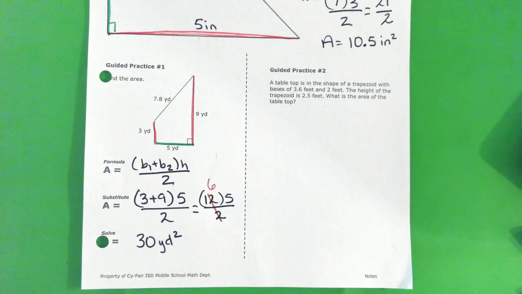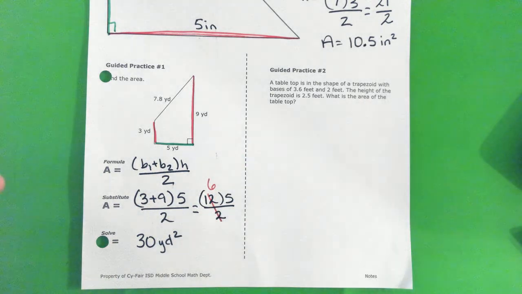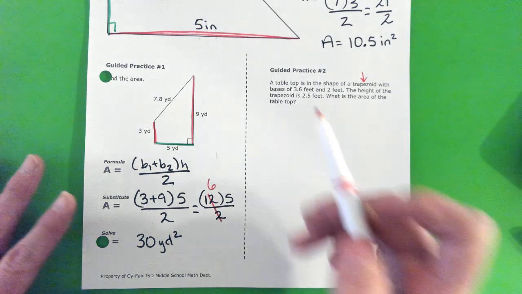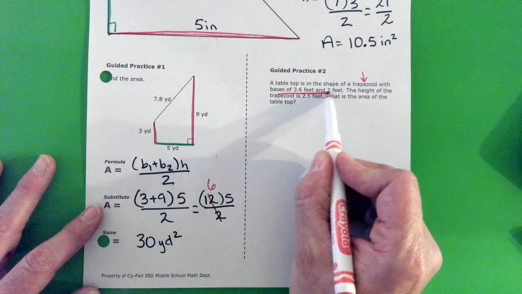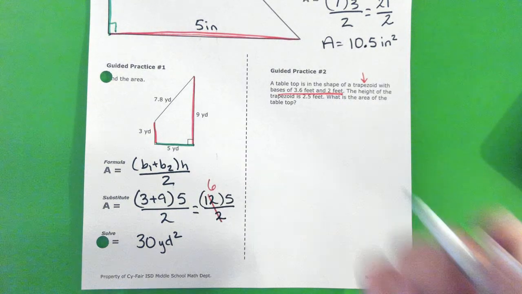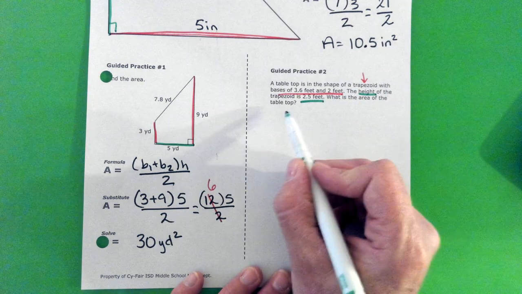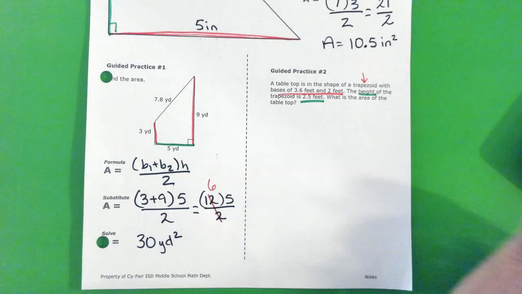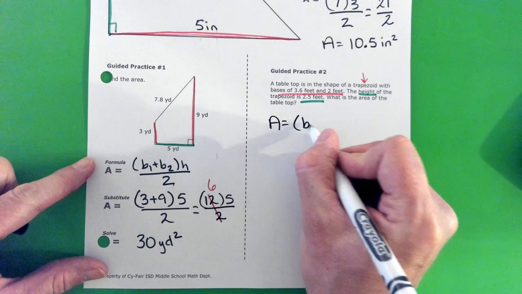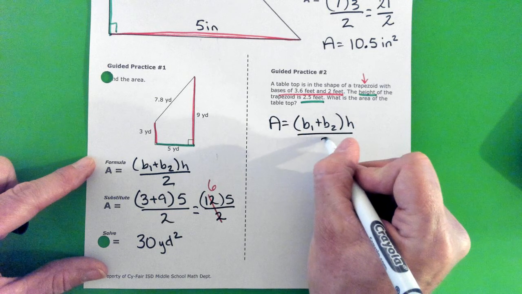Okay, I'm going to pause first. Okay, we're back for guided practice number 2. There's no picture here, so you have to read carefully. A tabletop is in the shape of a trapezoid, so you know what formula you're using. The bases are 3.6 and 2 feet, so underline that with red. The height of the trapezoid, with green, is 2.5 feet. What is the area? So first, I'm going to write the formula. This is a long formula to write. Base 1 plus base 2 times the height, divide by 2.